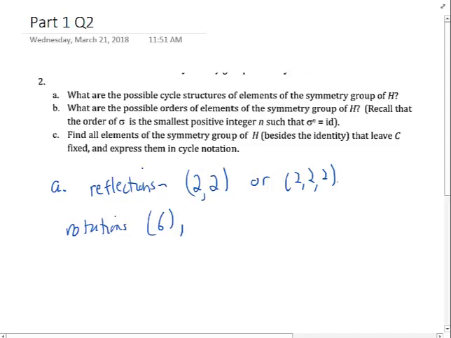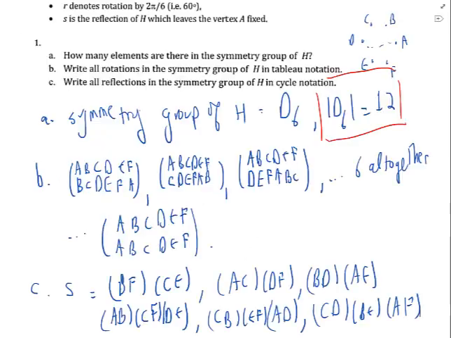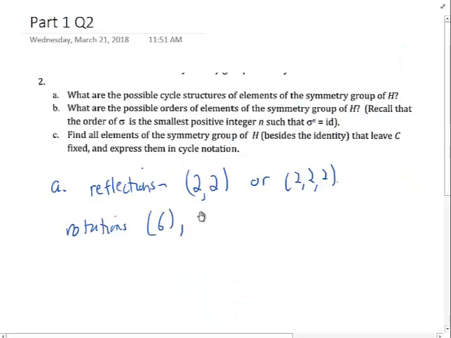Now, if you rotate 120 degrees, what happens? Well, if you follow it along, if you rotate this 120 degrees, the A goes to C. The C will go to E. The E goes to A. That's actually a 3 cycle. And there's another 3 cycle with B goes to D, D goes to F, F goes to B. So that's actually 2 3 cycles for 120 degrees. Okay. So that's another possibility. So that would be 3 3.